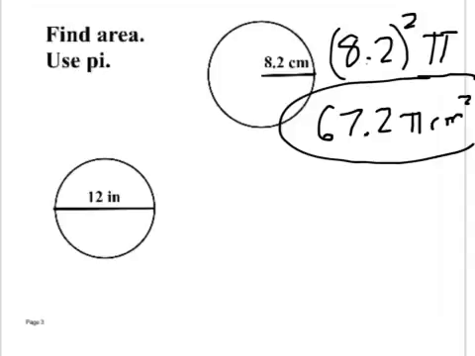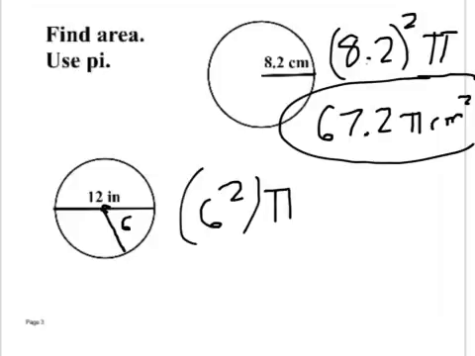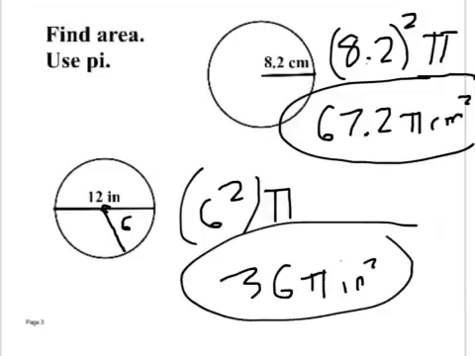This one has a diameter of 12. I need to know a radius, right? What would the radius be if the diameter is 12? 6. All right, we divide it by 2. So 6 squared times pi. What's 6 squared? 36. So my answer is 36 pi inches squared. Any questions on that?